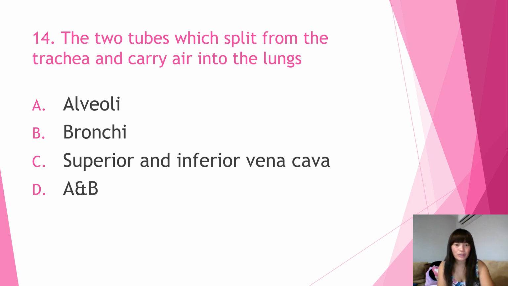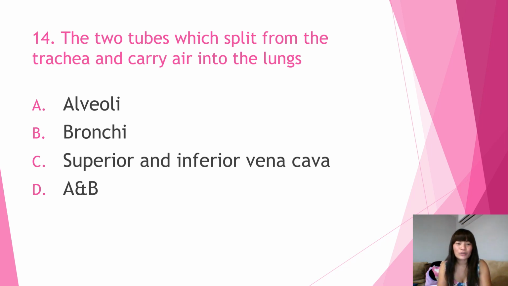Okay. Number 14. The 2 tubes which split from the trachea and carry air into the lungs is A, alveoli, B, bronchi, C, superior and inferior vena cava, or D, A and B.